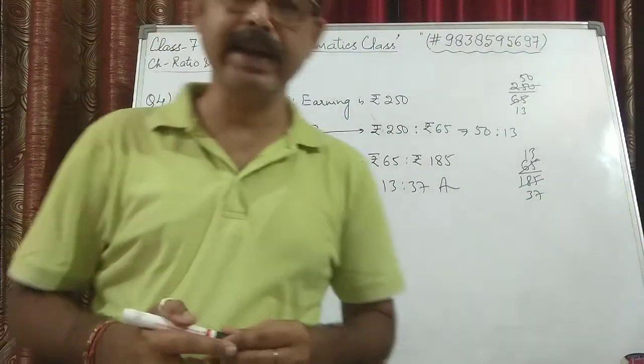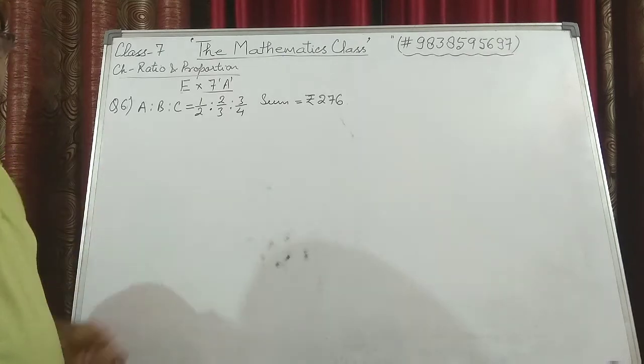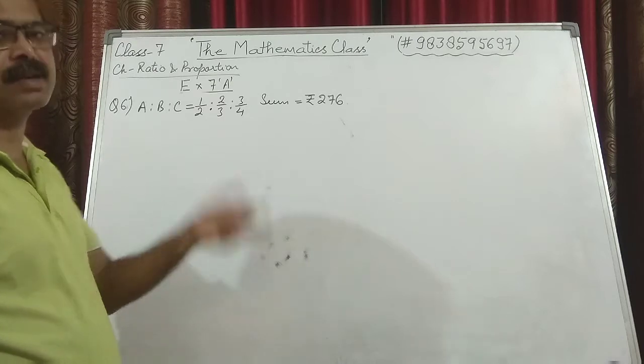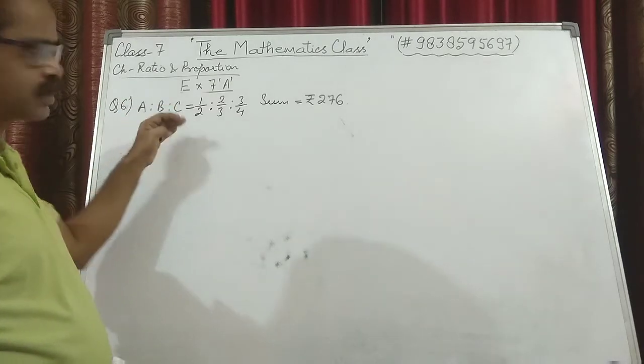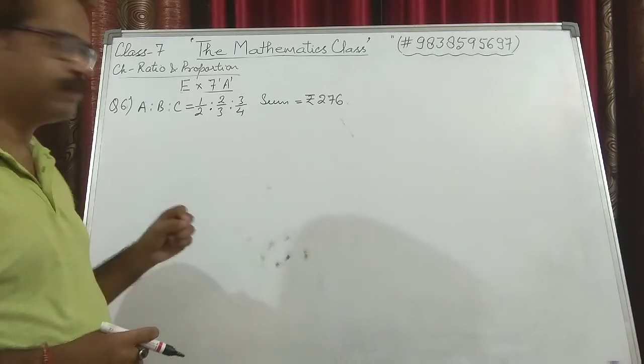Now we move on to the next question. Now I have taken question number 6. Question number 5 and 6 are the same. So 6 is a bit more complex as compared to the 5th. If you understand the 6th one, I am sure you will be able to do the 5th one, and I expect everybody to do the 5th question.